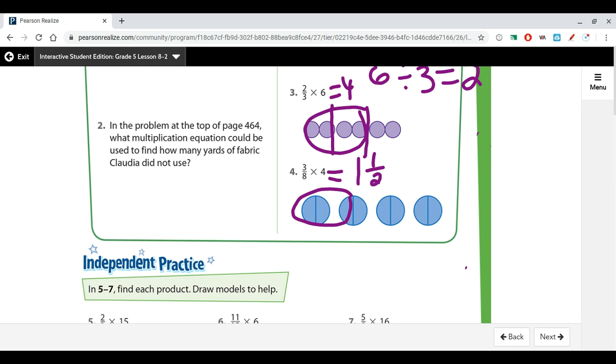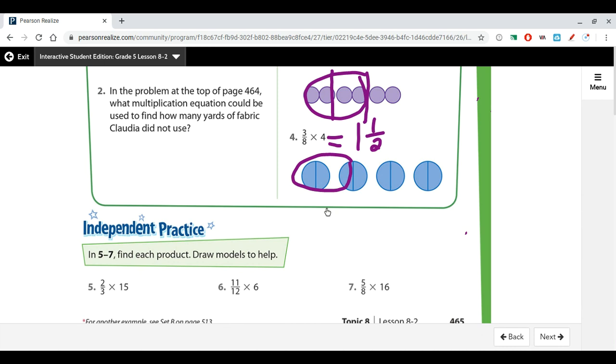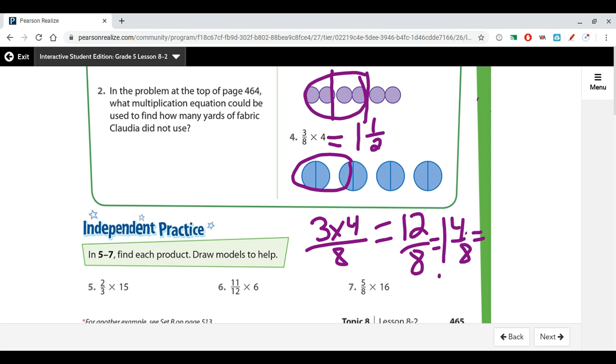So this is what it would look like if I use the multiplication that we did the other days, in 8-1. I have 3 times 4 over 8, right? I keep my denominator the same. So 3 times 4 is 12, and I have 12 eighths. 8 goes into 12 one time with 4 eighths left over. 4 eighths can be simplified down to 1 and 1/2. So use models to help you if you need them, or if you feel comfortable with the strategy we talked about in 8-1, I would use that strategy, where you just multiply the numerator by the whole number and then divide by the denominator.